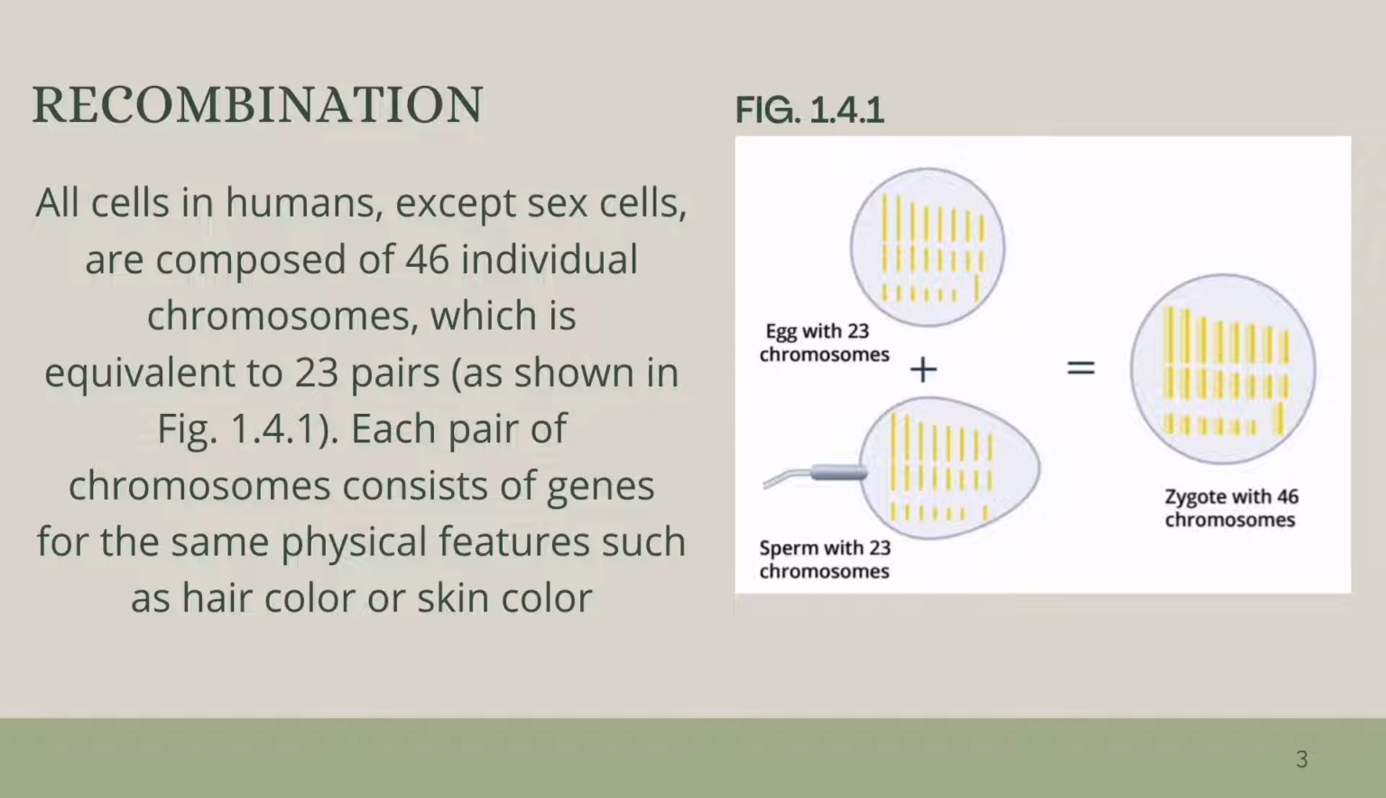Egg cells and sperm cells, unlike the other cells of the body, have only one copy of each chromosome instead of two. As you can see in the figure, egg cells and sperm cells have 23 chromosomes, and when we combine them, it is equal to a zygote with 46 chromosomes.